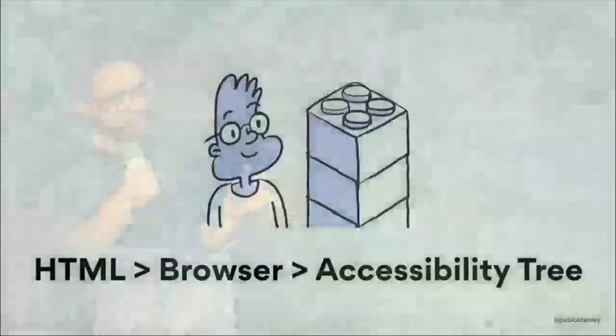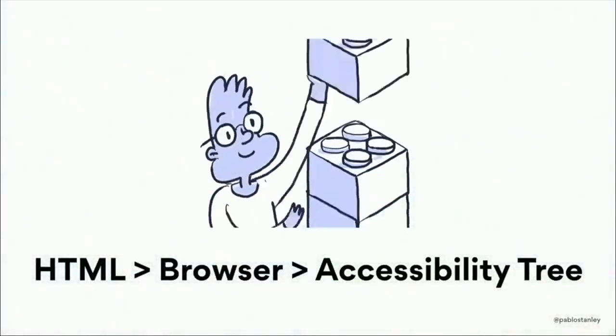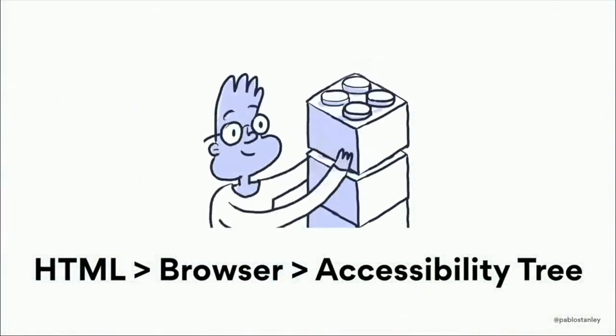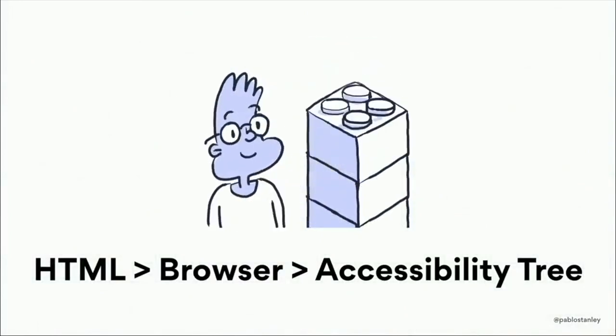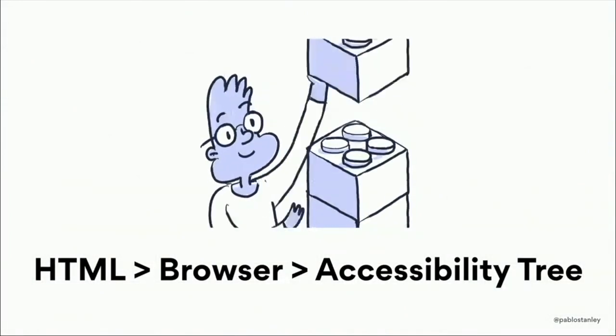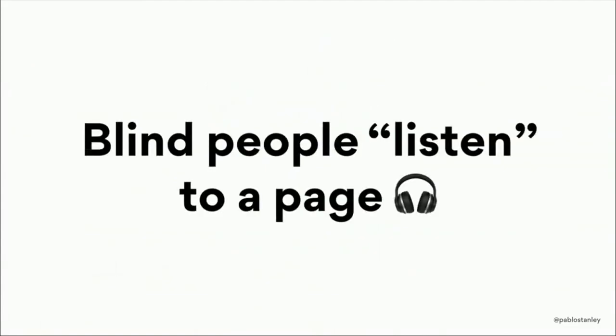Brutalist design, yo. But the idea here is that HTML talks to the browser, and then the browser talks to an accessibility tree. The components and the structure of a page are what arrange this accessibility tree. Because blind people listen to a page, they don't see it. This tree is what powers the screen readers, and then they can listen to it.